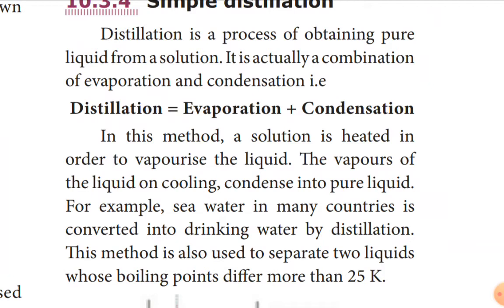This method is also used to separate two liquids, a mixture of two liquids whose boiling points differ by more than 25 Kelvin. Suppose you take a mixture of alcohol and water. These two are miscible liquids, they will dissolve in one another. When you use this method, what happens? First, alcohol is going to be evaporated. That can be condensed and separated from water. So to separate two liquids also, this method is usable.